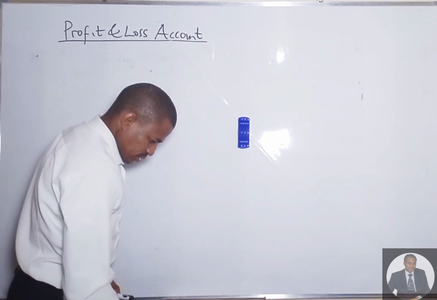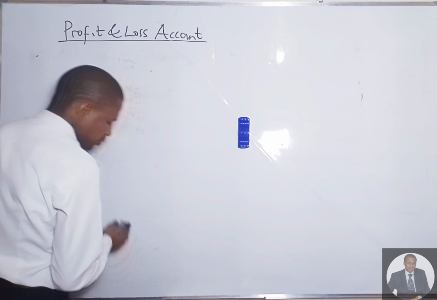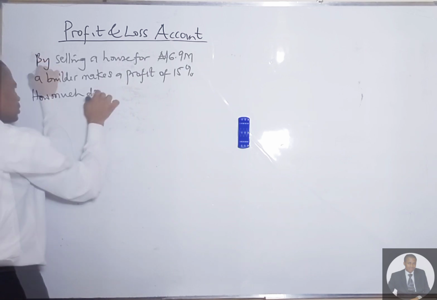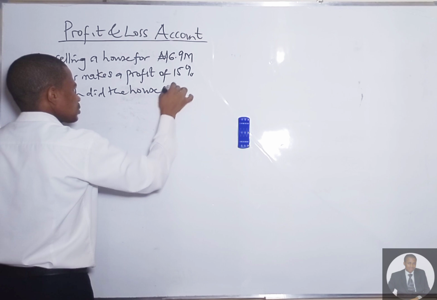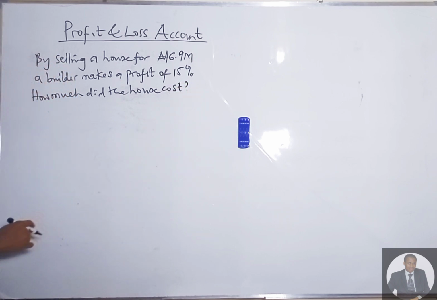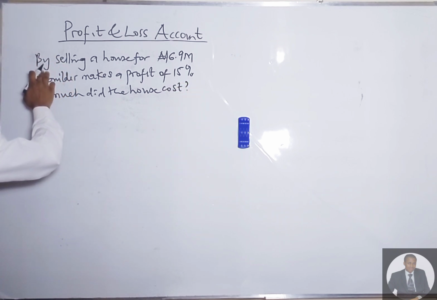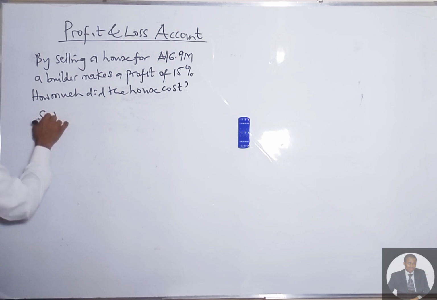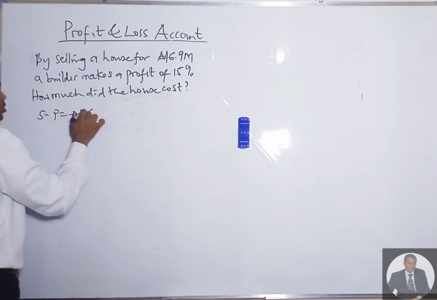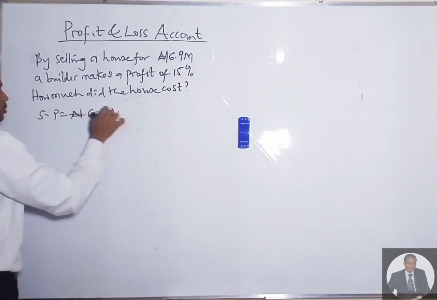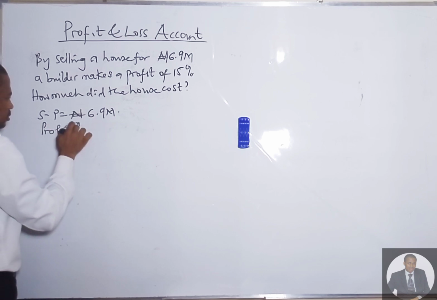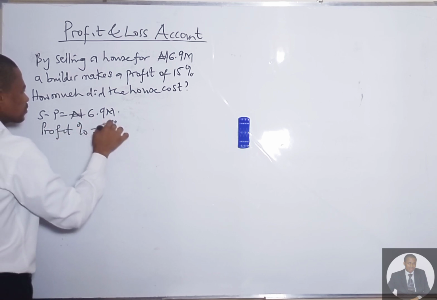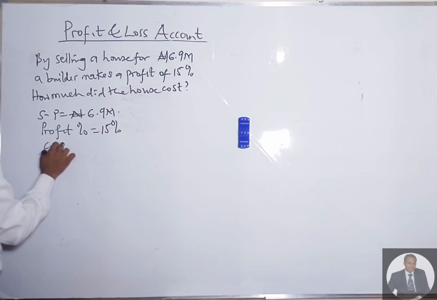Another question. By selling a house, the house cost. Here we're given a selling price of 6.9 million naira, and then we're given a profit percent of 15. Then we are asked for the cost price.